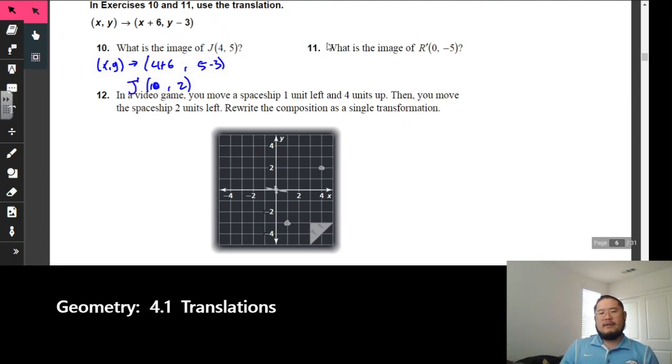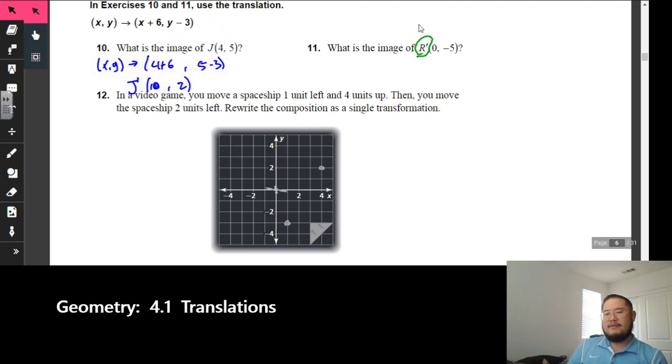All right, number 11. Very good question here, one that is easily missed because they're not paying attention. What am I talking about? Take a look at this right here. It says, what is the image of R prime? Pretty much what we're saying is we have to go backwards. We have to figure out what the pre-image is, essentially.